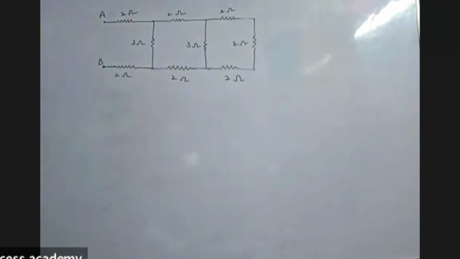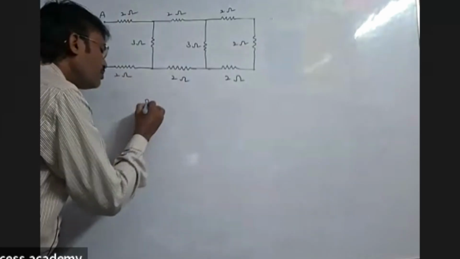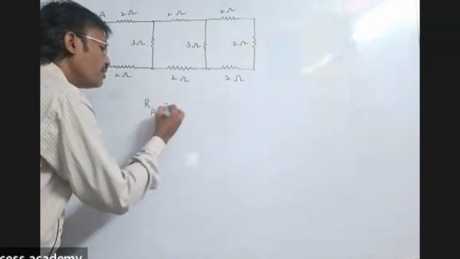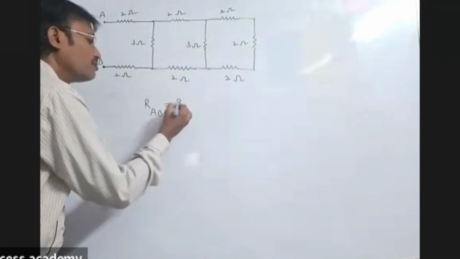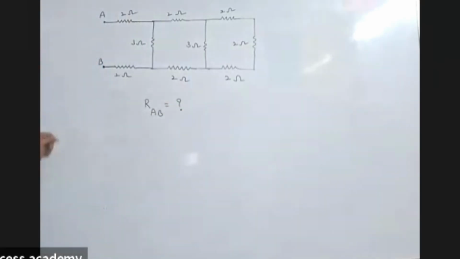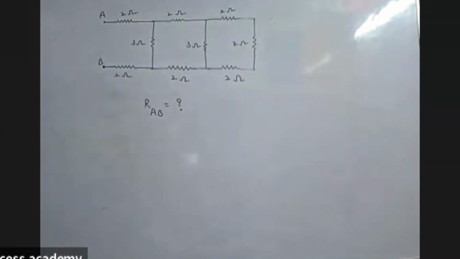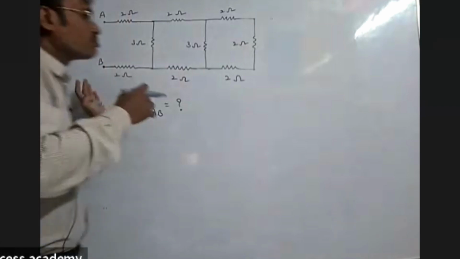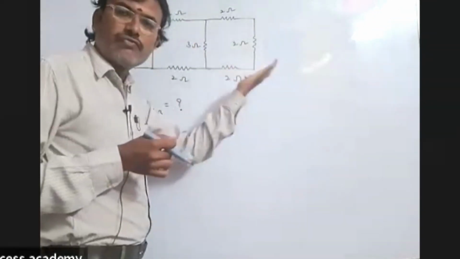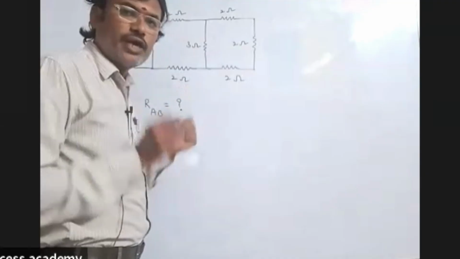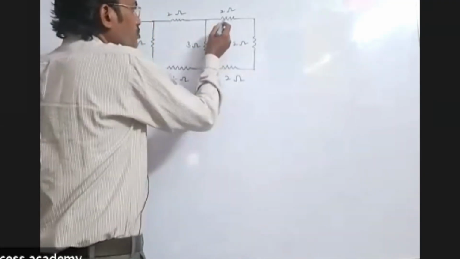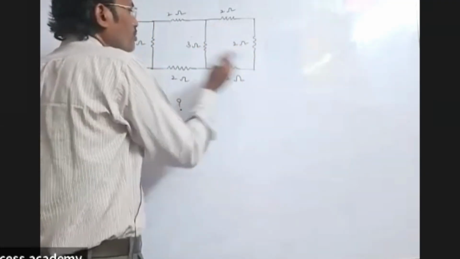Here they need to calculate the effective resistance between A and B. We need to calculate RAB is equal to question mark. How do we solve this? Come from the back. Observe carefully. 2 ohm, 2 ohm, 2 ohm.